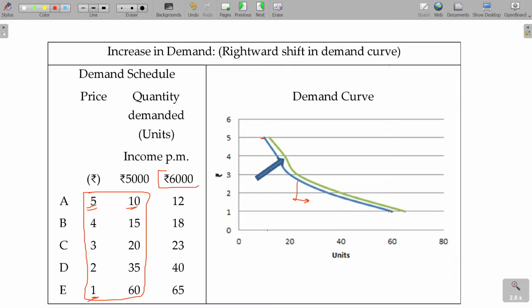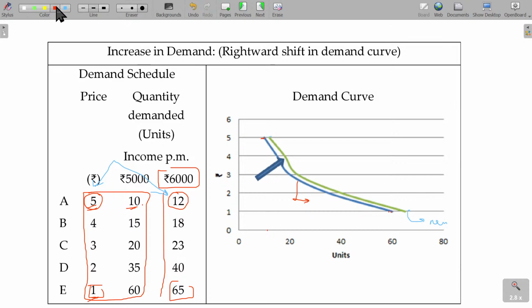If the income increases to 6,000, for the same 5 rupees, rather than purchasing 10, I am purchasing 12 units, 2 units extra. Because I am capable of purchasing more, because my purchasing power is increasing, not due to the price of the commodity, but due to the change in my income. For the same 5 rupees, earlier I purchased only 10, now I am capable of purchasing 12. And when it is 1, I am capable of purchasing 65 also. If I plot these two, the new curve will be the green color. This is the new one.